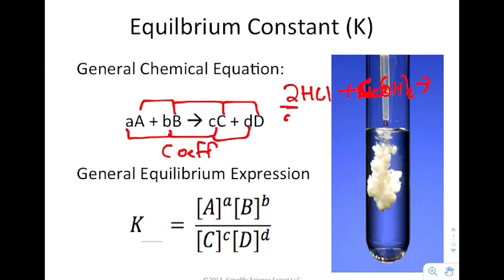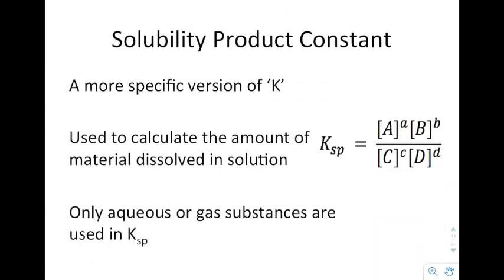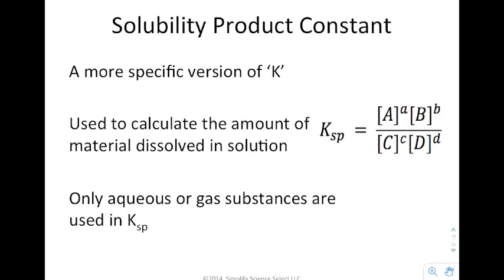This represents the lowercase a. This is the capital A. This is the lowercase b. This is the capital B. So these right here represent a general equilibrium expression where you have this equilibrium constant K, and it equals [C]^c [D]^d over [A]^a [B]^b. So, the solubility product constant is a more specific version of K because it's looking only at the solubility of a particular substance.